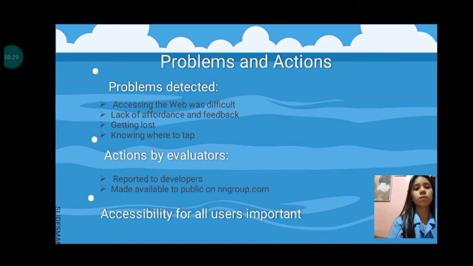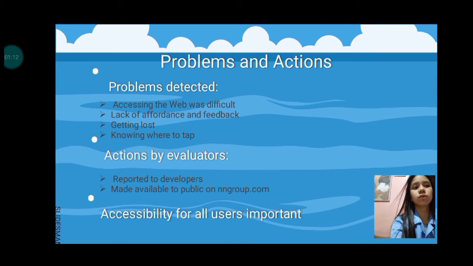So, accessing the web was difficult. Maraming bagay yung nakaka-disturb pa sa pag-access sa web. Siguro like maraming ads na bigla na lang magpa-pop up. Lack of affordance and feedback. Lack of affordance means kakulangan sa possibility na magamit ng maayos ang isang bagay. Getting lost. Getting lost like hindi mo alam kung saan ka mag-umpisa, kung ano yung unang dapat gawin para ma-access yung gusto mong i-access. Knowing where to tap. It is like kailangan alam mo kung tama ba yung gagawin mong actions.